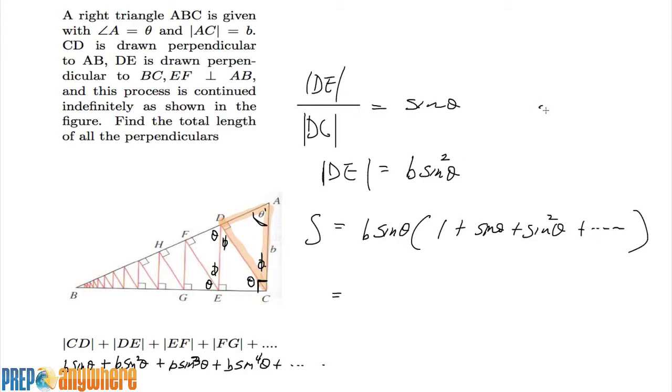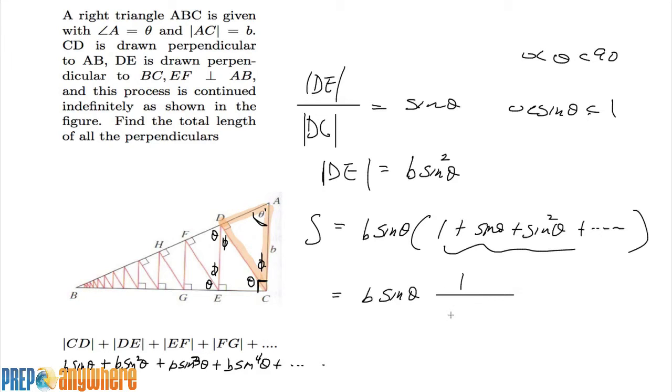And sine of theta is equal to 1 when it's 90 degrees. But theta cannot be 90, so between 0 and 90, sine of theta is going to be between 0 and 1. So it's not going to be 1. It's going to be between 0 and 1, which means this right here is an infinite geometric series. So we can say A, which is the first term, over 1 minus R.